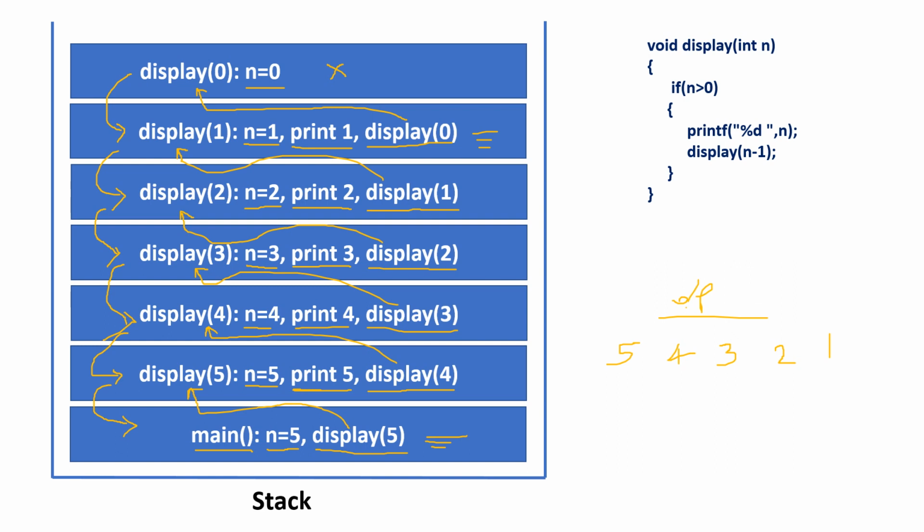In this fashion, whenever a function is called, it will occupy memory in the stack, and whenever a function execution is completed, it will be terminated from the stack. In this fashion, we got the output n to 1 numbers.